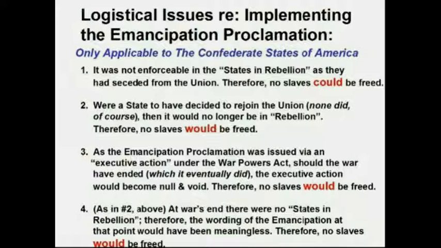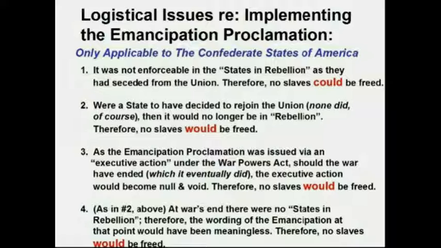There were several reasons why no slaves were set free. It was not enforceable in the states in rebellion. They had seceded from the Union. Lincoln had no authority over them at this point. Therefore, no slaves could be freed. Had a state rejoined the Union, none did of course, then it would no longer be in rebellion. Therefore, no slaves would be freed.